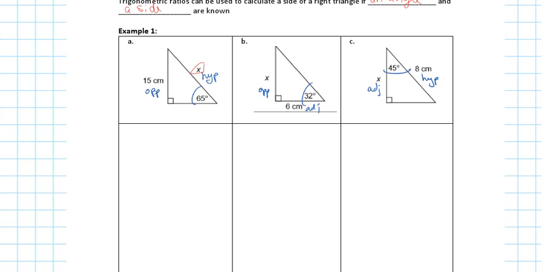Side x. Okay, so I need to find side x. I know an angle and I know a side, and I know it's a right angle triangle, right? Good. According to this angle, which is my angle of interest, this is my opposite, and x is my hypotenuse. Technically you have to label it, even though it's already labeled for you. So opposite and hypotenuse.